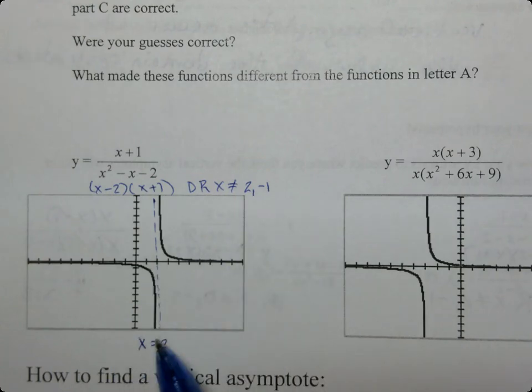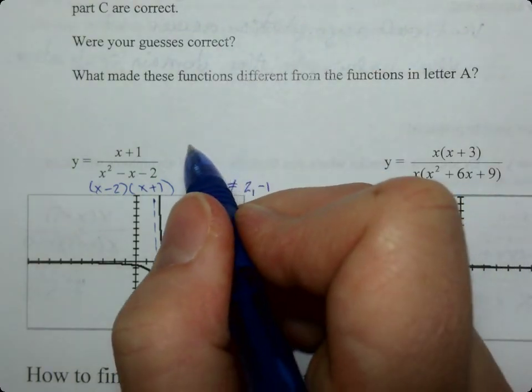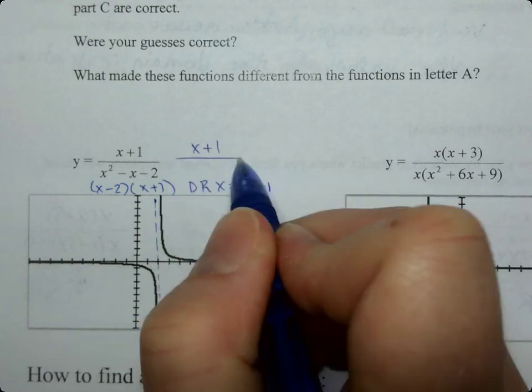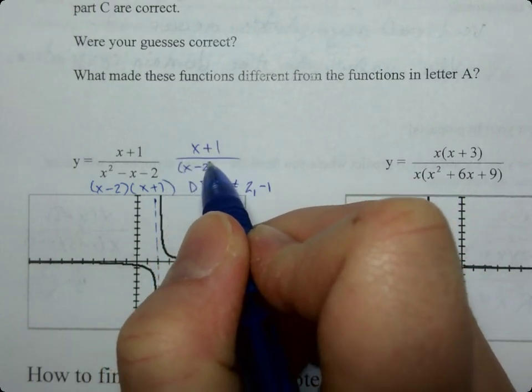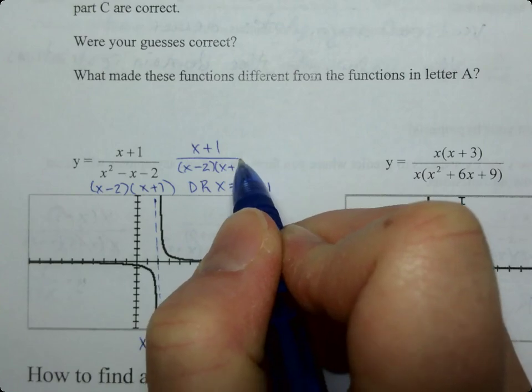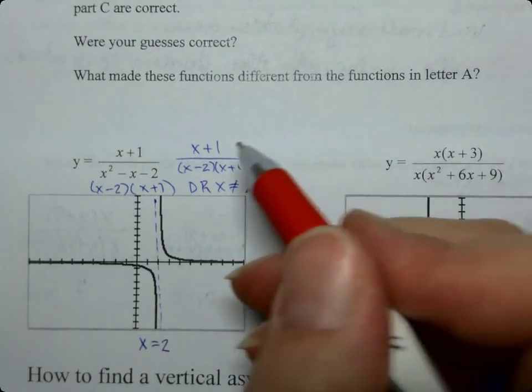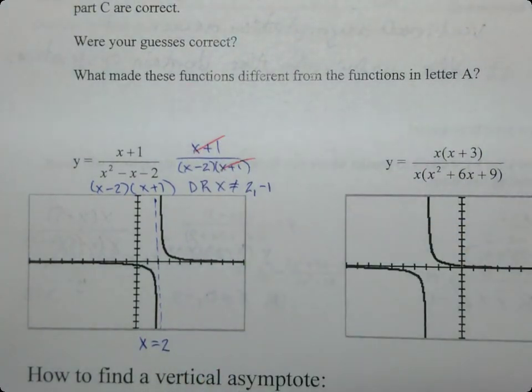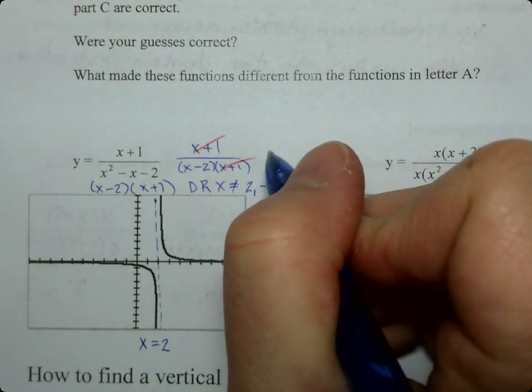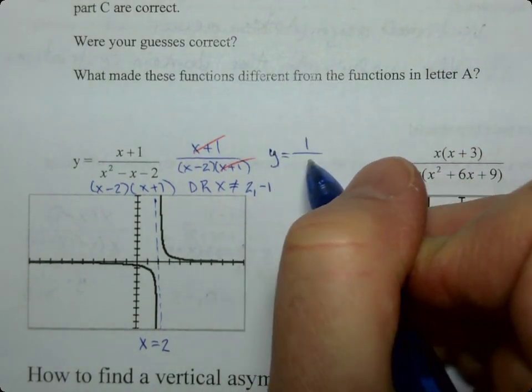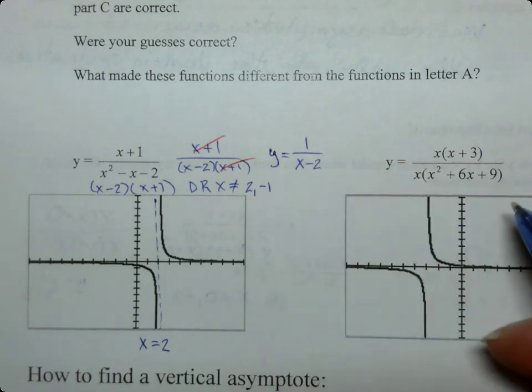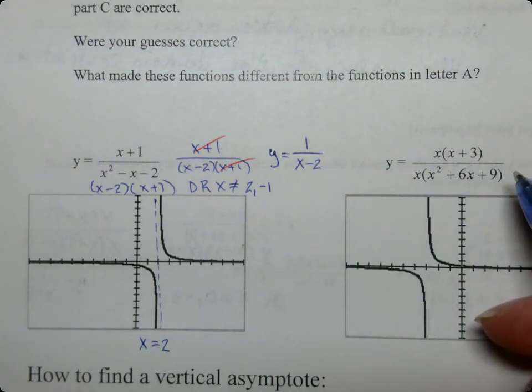Is that true? No. Okay, now look at your function. If we rewrote it and we simplified it, what happens here? Just like the other one, don't the x plus 1s cancel? And that leaves me with y equals a simplified function of 1 over x minus 2. All right, any thoughts here?